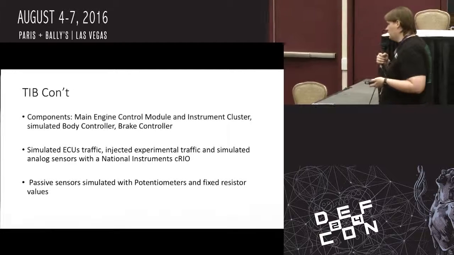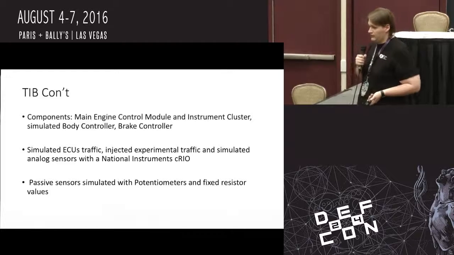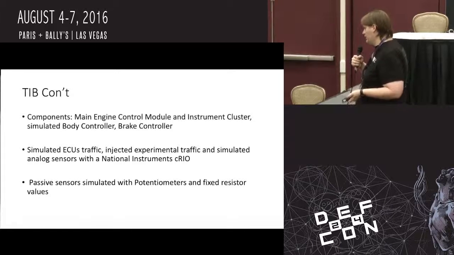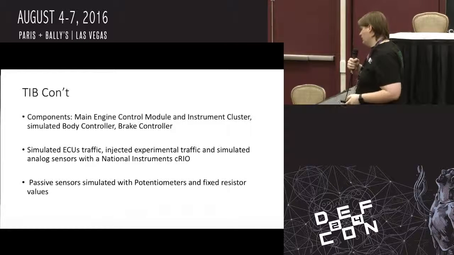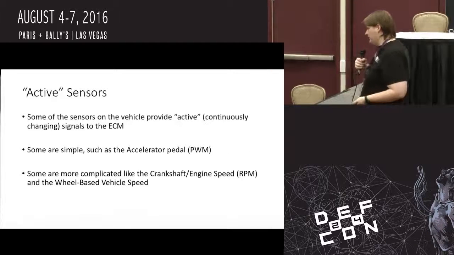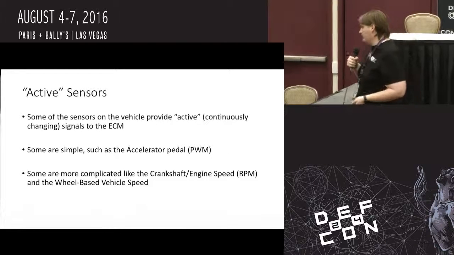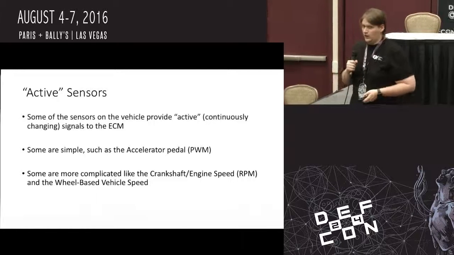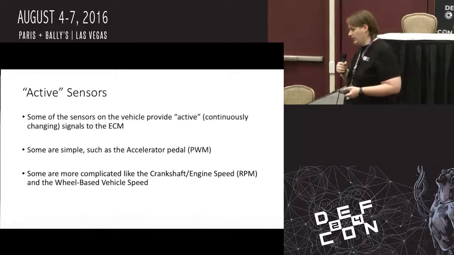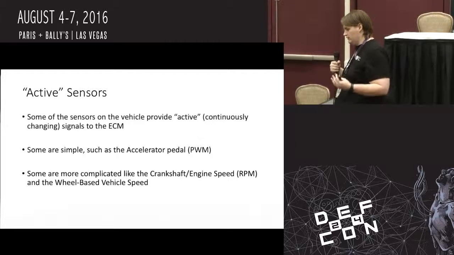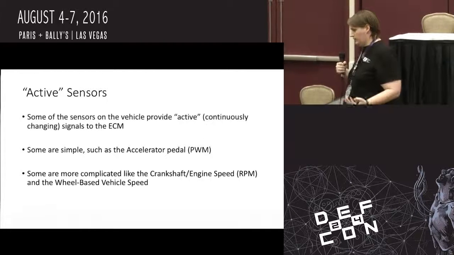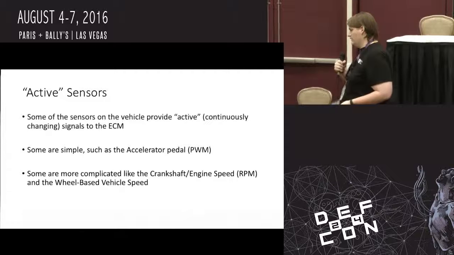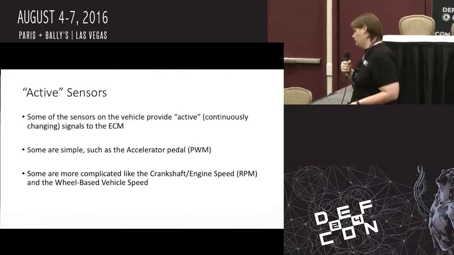We used a National Instruments cRIO to broadcast all of those simulated traffic messages. We also used that to simulate some of the more complicated analog sensors that I'll talk about in a second. And again, the passive sensors were done with potentiometers and resistors. So these active sensors, there's a bunch of sensors on the ECMs that don't work like a resistor. They change over time, so they're like a pulse width modulation or like a sine wave, and the ECM does pulse counting to figure out what's going on.